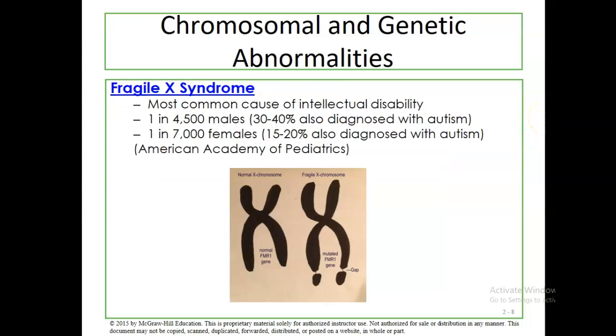Fragile X syndrome is another chromosomal abnormality. It does not affect the number of chromosomes, rather it affects a particular X chromosome, and it doesn't allow the chromosome to essentially seal or enclose itself, and so it results in intellectual disabilities and autism. It affects males at a much higher rate than females, and as you can see, the statistics are provided for you there.